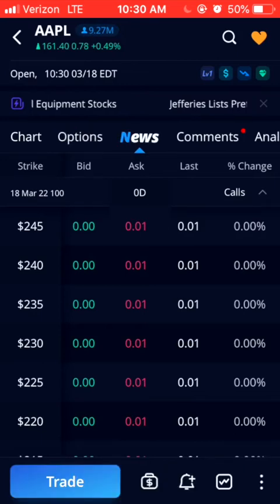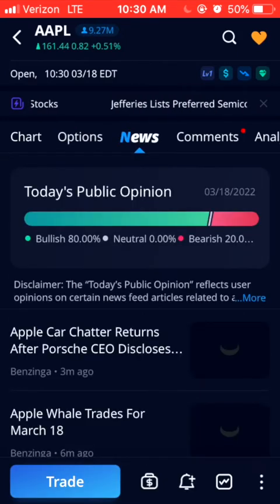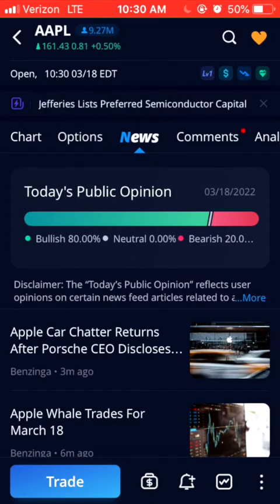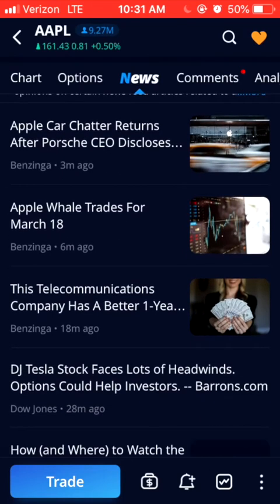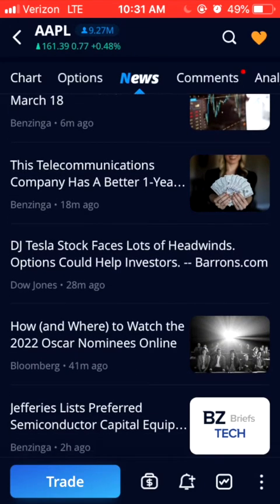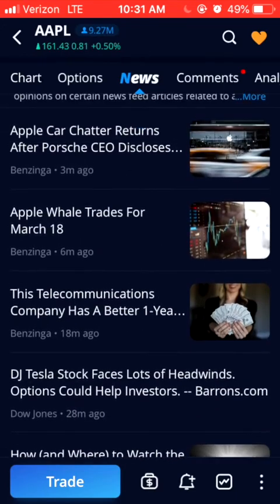News brings in, it does a very good job. It only misses one or two here or there, but it brings in articles and recent articles mentioning Apple in some way. So you can see 3 minutes ago, 6 minutes ago, 18 minutes ago, 28 minutes ago. You can click on whichever one you would like to and read the full article.